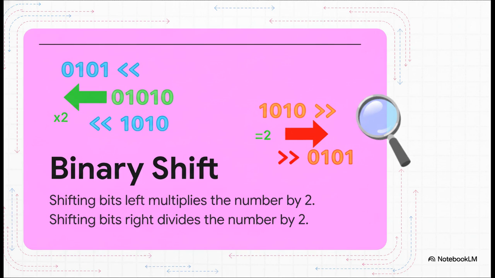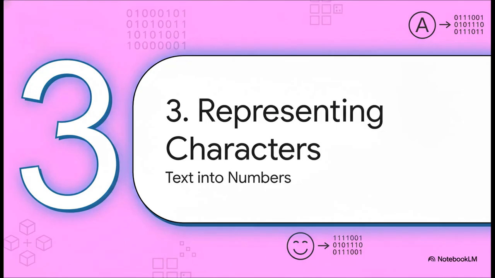Now here's a clever trick a computer can do, a binary shift. It's a really quick way to multiply or divide. If you shift all the bits one place to the left, you've just doubled the number. Shift them one place to the right, you've halved it. For a computer's processor, this is way, way faster than doing a proper multiplication calculation, and that's why it's so important.